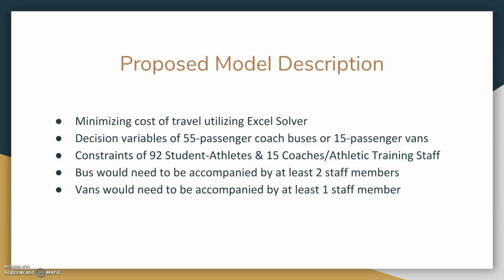For our inputs, our decision variables were using either buses or vans. The objective function was the total cost of the rentals. The constraints were the number of football players and the number of adults required to be in each vehicle, and also using the integer function for a whole number. And for our non-negative assumptions, the decision variables cannot be negative.